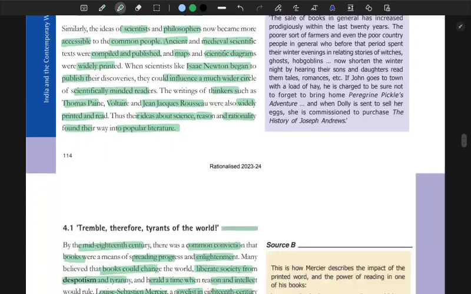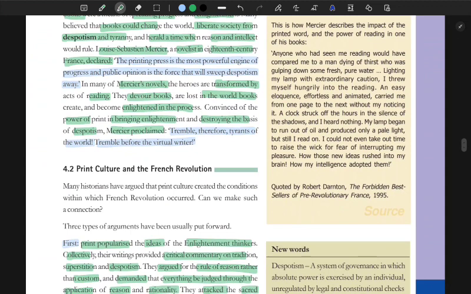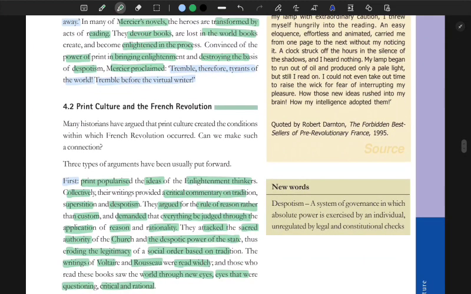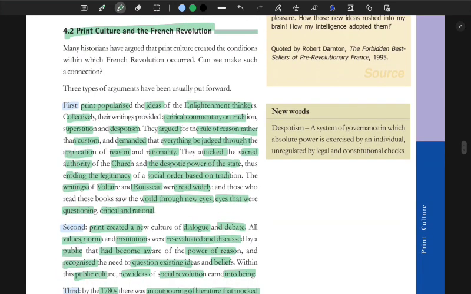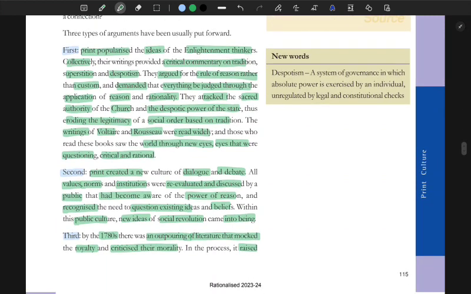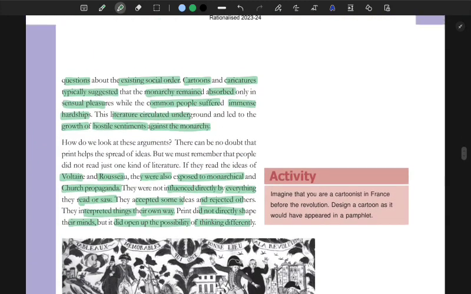So in the reading mania, we see how it influenced so many things, and we have to obviously learn about print culture in the French Revolution. ये 5 मार्क्स के लिए तो नहीं पूछेंगे, पर 2-3 मार्क्स के लिए पूछ भी सकते हैं. And how the print culture kind of influenced the French Revolution. And we have first, second and third points.